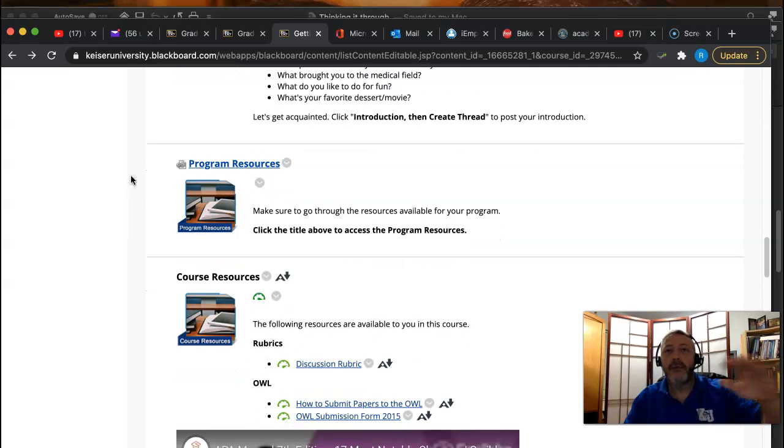There are some APA resources in the program resources section. You will need to know APA for your written papers and your discussions. You will need to know it for future classes as well, as you have writing assignments. So it behooves you to get to know it now. So APA is basically when you're utilizing somebody else's research or something from an article or magazine or whatever it might be, you're giving credit to the authors for their work, and you're also letting your reader know that you are utilizing someone else's information to make your point.